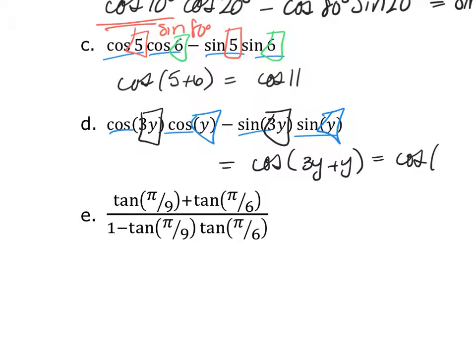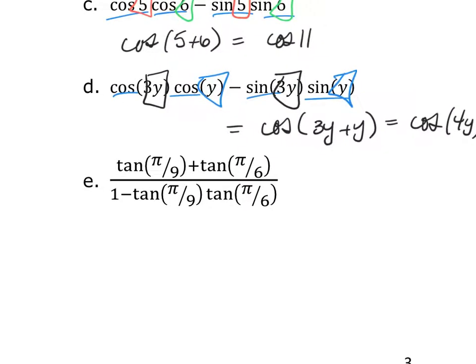So my final answer is the cosine of 4y. How are we doing? Doing okay? These are on the test, on the next test. I pull them exactly verbatim off of this section. Only one or two.